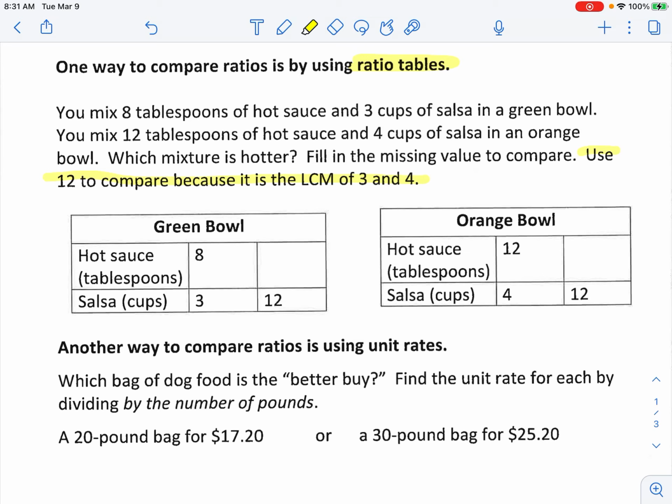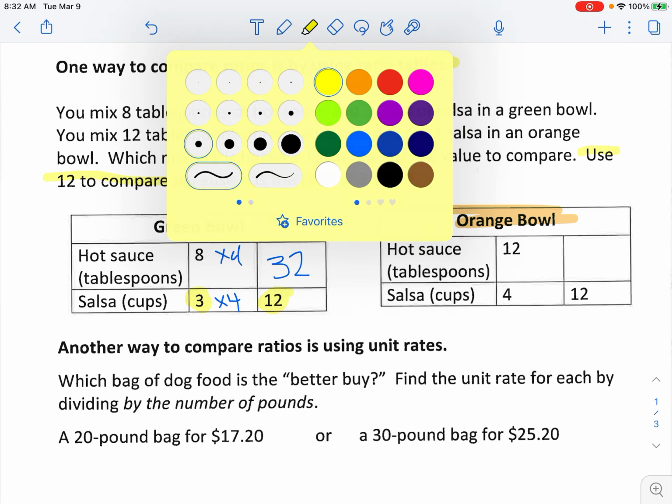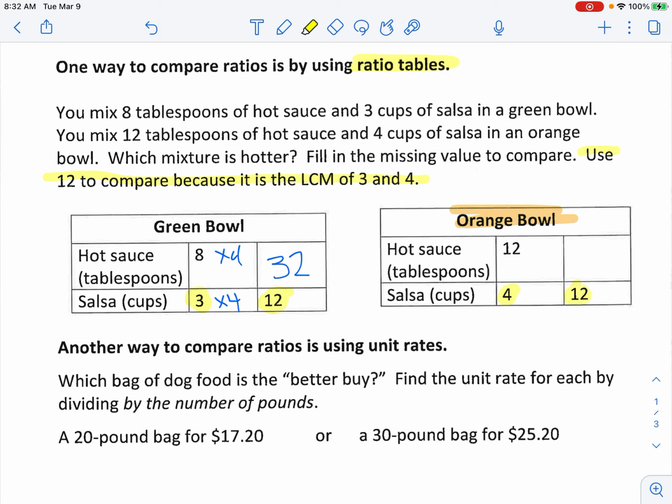Okay, so first I'm going to look at the number 3 and the number 12 in the green bowl. I'm asking myself, how am I getting from 3 to 12? Well, 3 times 4 is 12, so 8 times 4 is 32. That would be my first missing term. Now, if we go over and look at the orange bowl, I'm also going to look at 4 and 12. So I know 4 times 3 is 12, and 12 times 3 is 36.